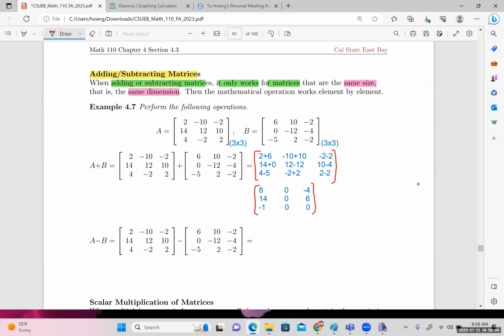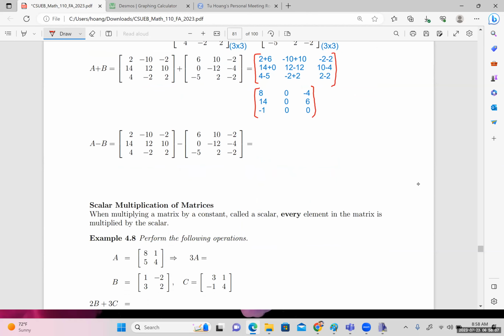Subtraction will be the same. I mean, similar. You do element by element. So let me just put down 2 minus 6, okay? And then we have -10 minus 10, right? And then we have -2 minus -2. Actually, I'm gonna put that like that to make sure I don't mess up, right?